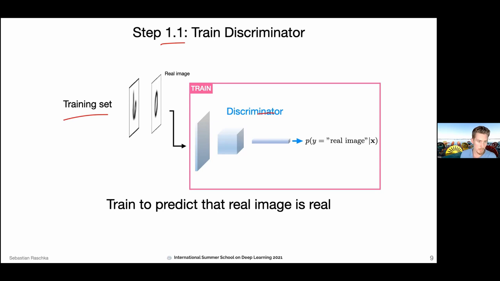And we can say all the generated images have class label 0. We train it by maximizing, for instance, the probability that this is indeed our generated image. So we want to predict class label 1. In a binary classification problem, this is essentially the conditional probability that this is a real image given x. X here just means the features, the image itself. So we want to train this discriminator to predict that these real images are indeed real.